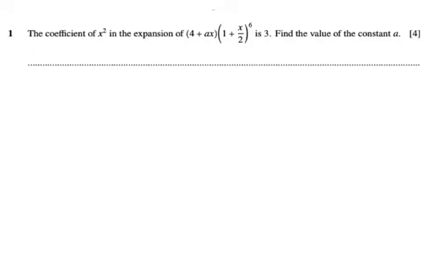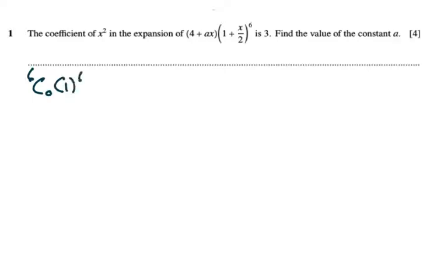4 plus ax. You have to find the coefficient of x squared is 3 when they multiply 4 plus ax with 1 plus x over 2 to the power of 6. When they expand, the coefficient of x squared is 3. So find the value of the constant a. Let's do that. So expand as usual.